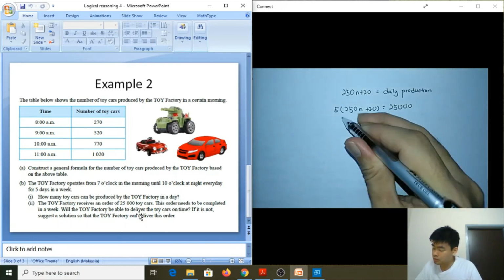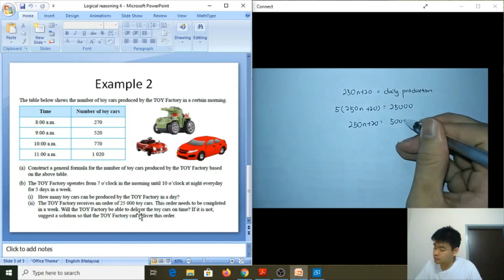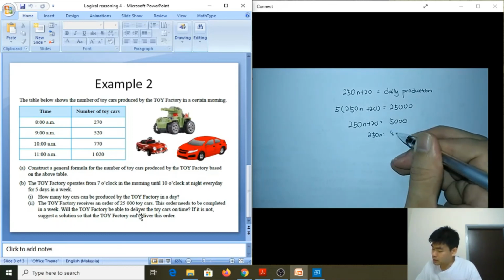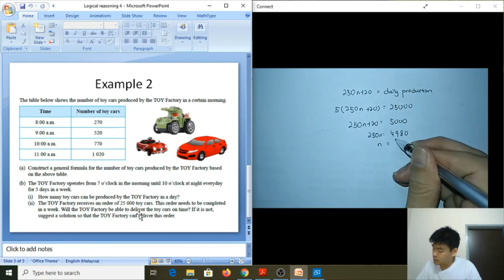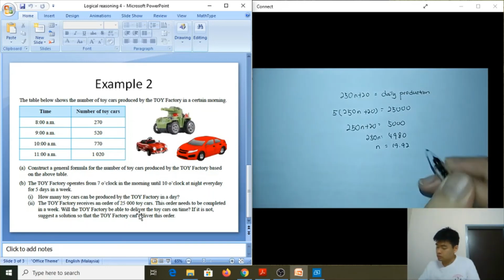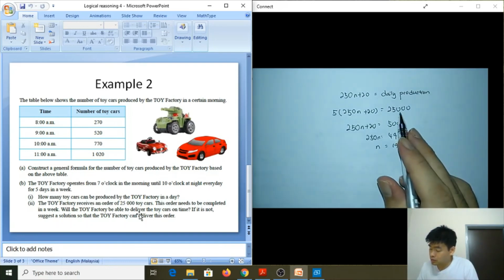So let's try to solve this equation. Move the 5 to the right hand side, which is 5,000. Move the 20 to the right hand side, 4,980. Divide 4,980 by 250, 19.92, right? So, in conclusion, the factory needs to operate for 19.92 hours in order to meet the order, right?